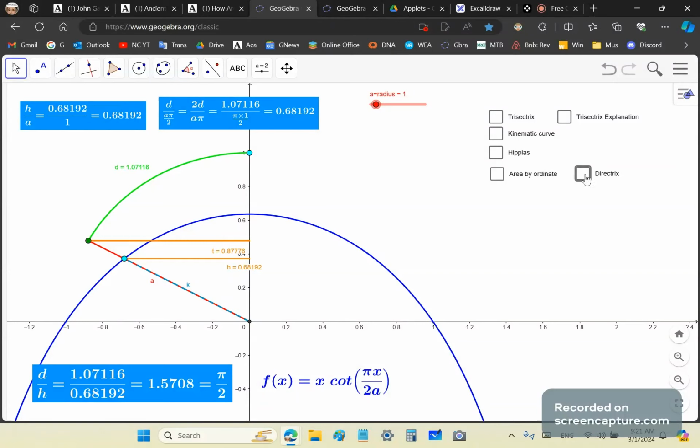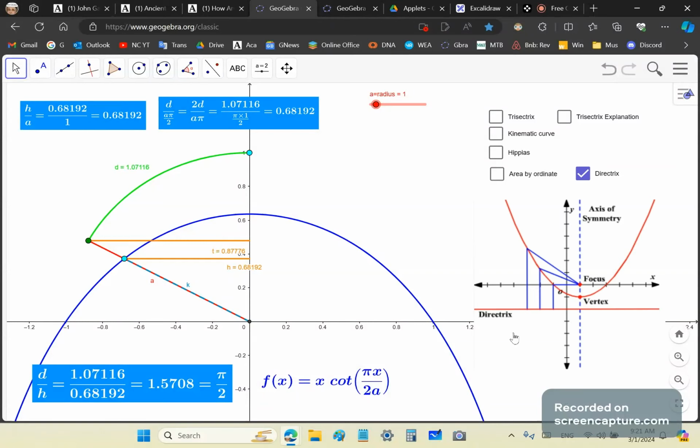But directrix is what you find when you construct a parabola. If you have perpendicular lines from the directrix to a point on the parabola and then connect it to the focus, then that distance remains the same as this distance. So this length will be the same as that length. Okay, so that's what a directrix is.